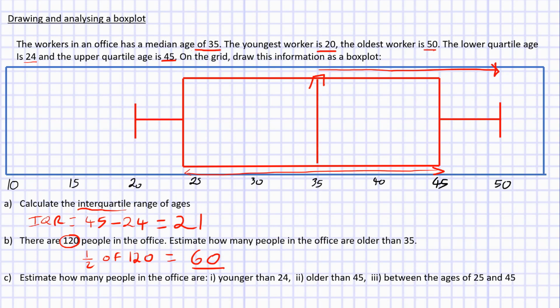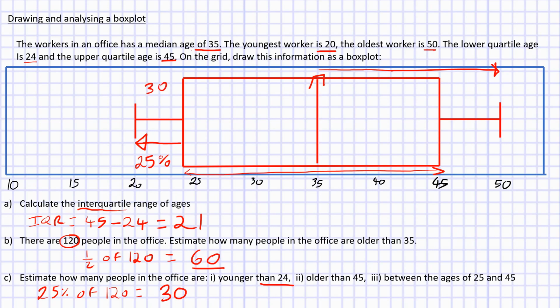I want to estimate how many people in the office are younger than 24. This again is important. 24 is the lower quartile or lower quarter value of the data. So what that means is that 25% of people in the distribution are younger than the lower quartile and 75% are older. So 25% of 120 is going to be 120 divided by 4, which is 30. So that is how many people are younger than 24.